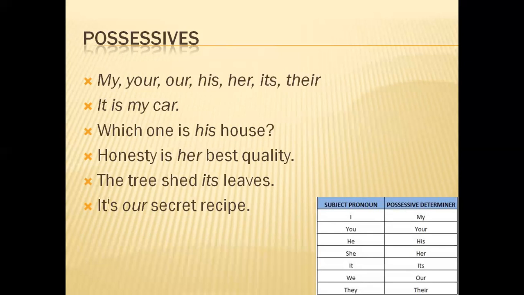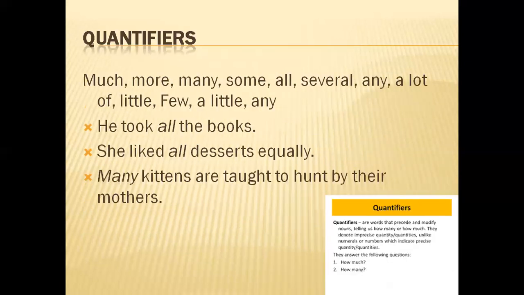Next is quantifiers. Quantifiers are determiners that indicate how much or how little of the noun is being discussed. They include words such as much, more, many, some, all, several, any, a lot of, little, few, a little. For example, he took all the books. She liked all desserts equally. Many kittens are taught to hunt by their mothers.